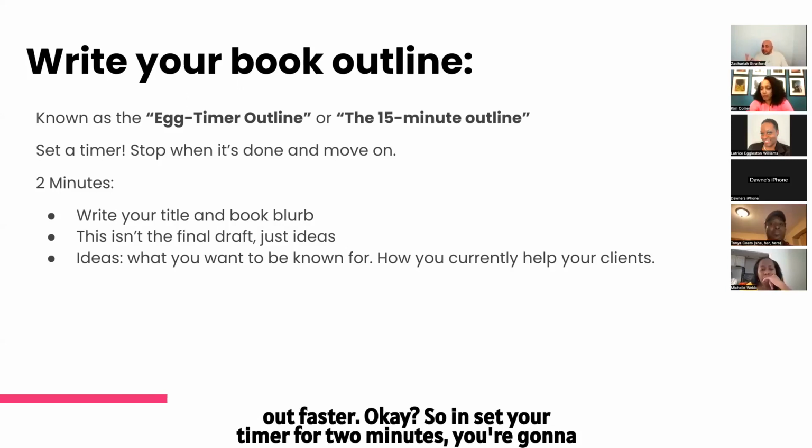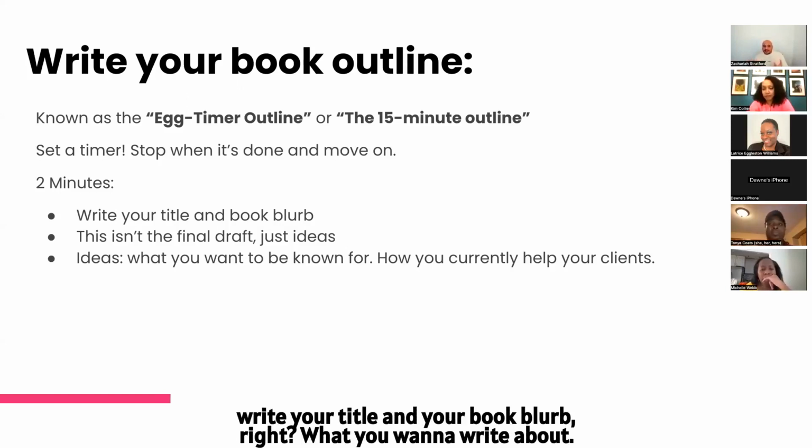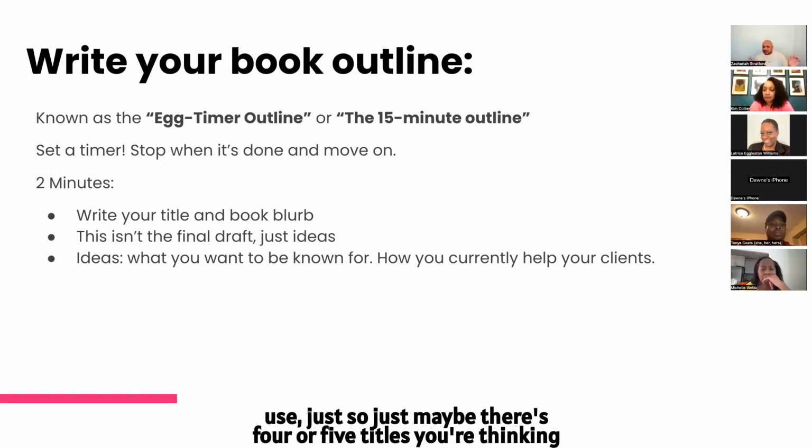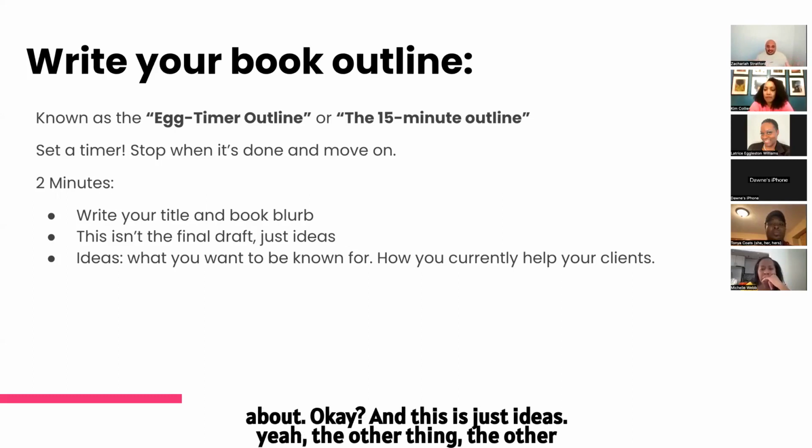So set your timer for 2 minutes. You're going to write your title and your book blurb, what you want to write about. It's a working title; it doesn't have to be the end title that you use. Maybe there are 4 or 5 titles you're thinking about. And this is just ideas.